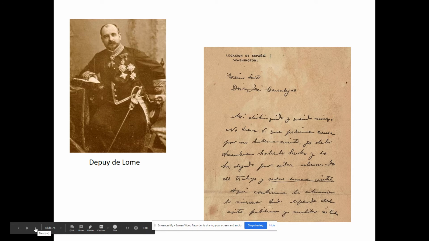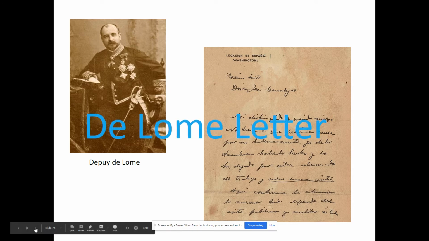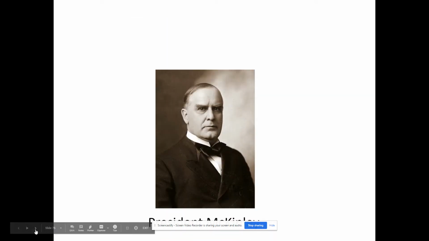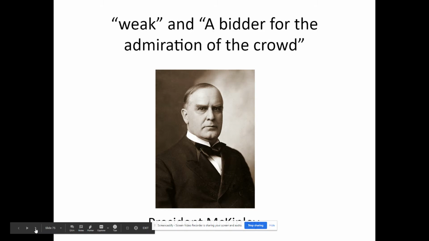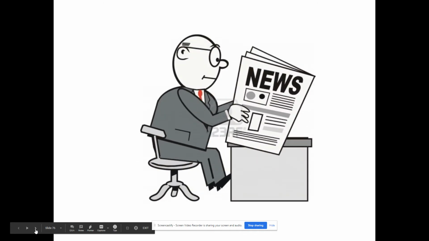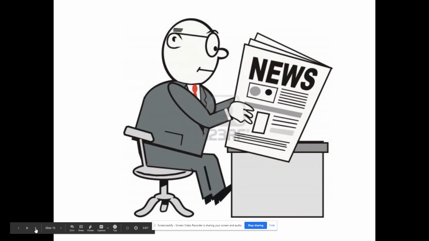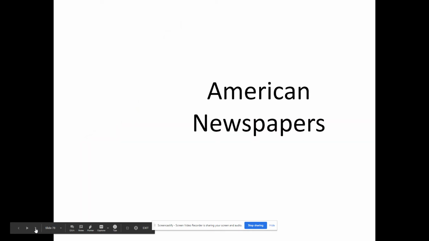And there's one thing the Americans don't like is when foreigners complain about their leader, their president. They were very protective of that. So this is called the De Lome letter, and it's going to be insulting, and it's going to rile up Americans. Now, McKinley gets insulted by this letter. Again, once again called weak and a bidder for the admiration of the crowds. But this makes the newspapers, it goes viral, it spreads, Americans get angry.